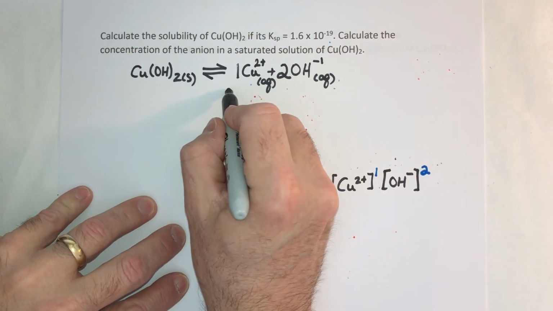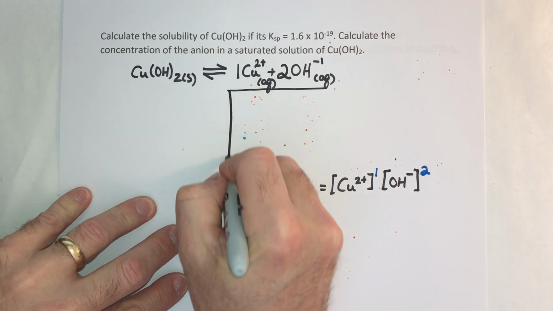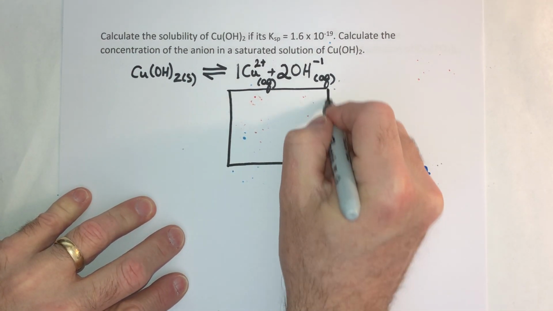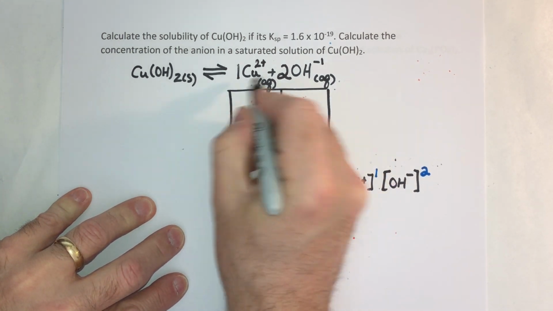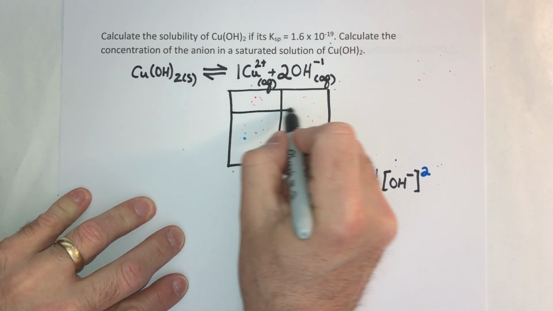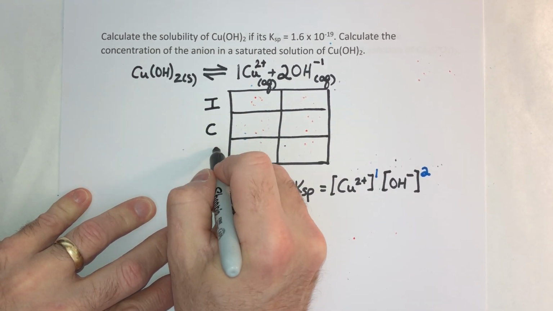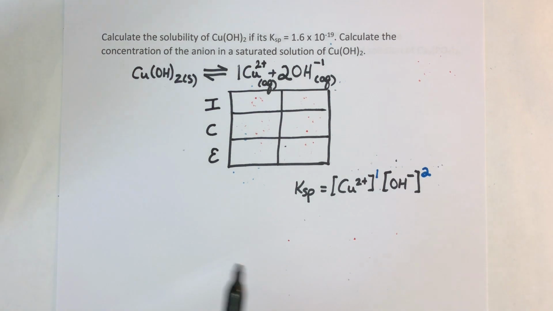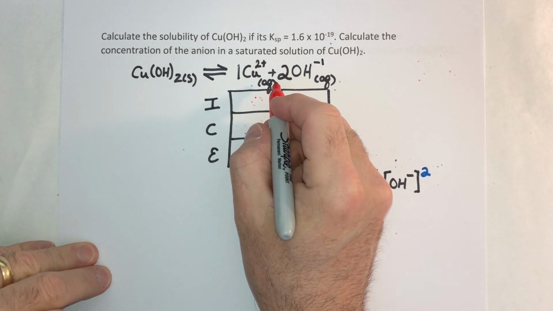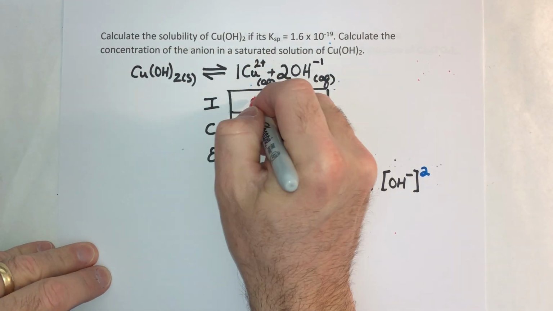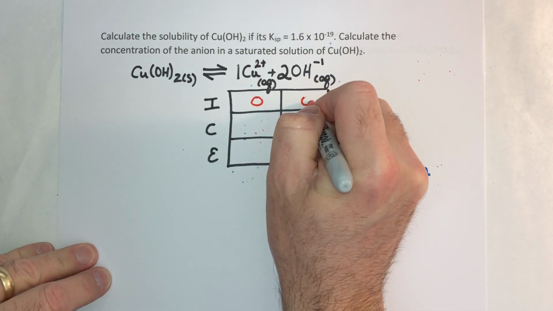All right, let's build ourselves a table. Each product gets a column. So I would have 2 products, 2 columns, and you have to have 3 rows. Initially, change, and equilibrium. Now, if we talk about our initial, just like the last time, you have put this stuff in water, and you have given it exactly 0 seconds to break up. So if it hasn't had a chance to break up, that means you've got zeros.